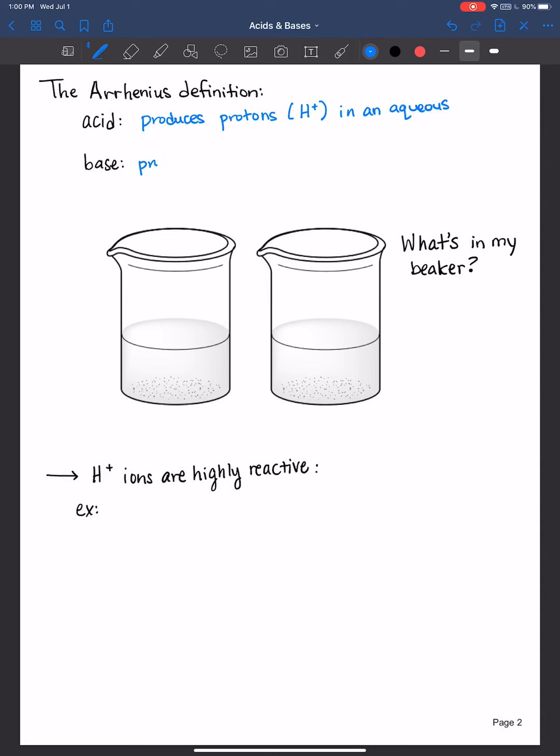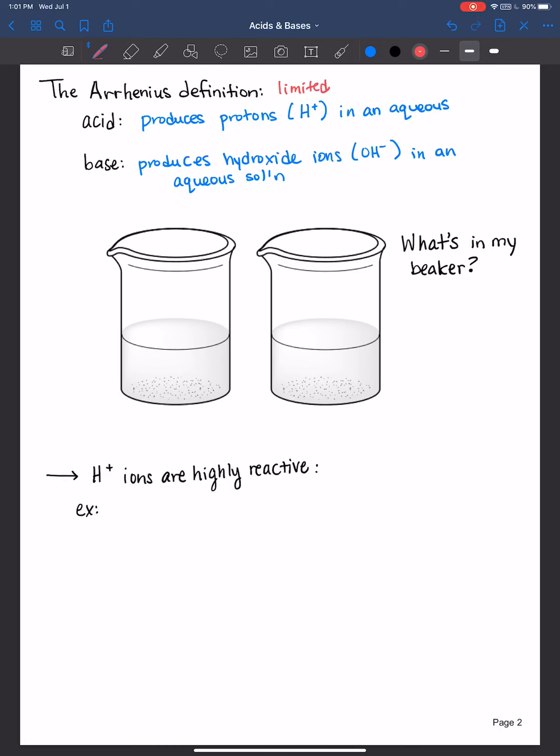The base produces hydroxide ions in an aqueous solution. Now, I just want to point out that this definition is pretty limited. We're going to learn other definitions.